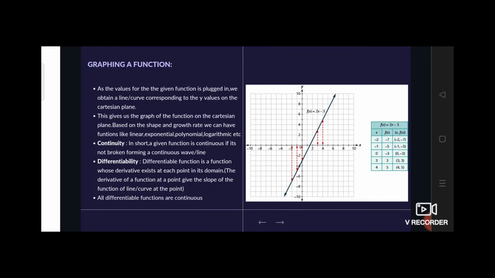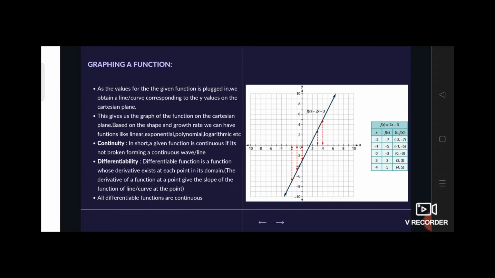So, how do we graph a function? It's simple. As the values in the domain are plugged into the function, we end up with a curve corresponding to the y values we obtain. Based on the shape and growth, we can have linear, exponential, polynomial, sinusoidal, etc. Here we can see the curve plotted for different values in the domain yielding a linear function.